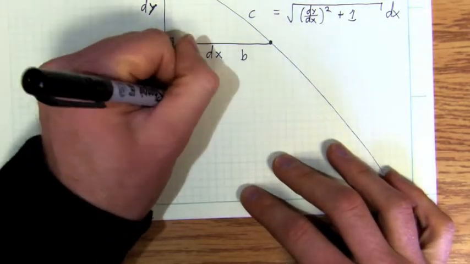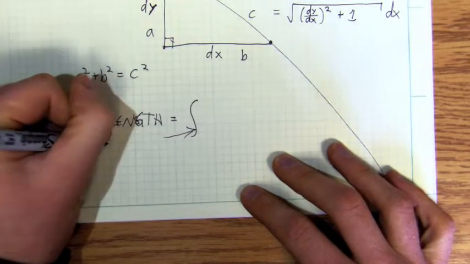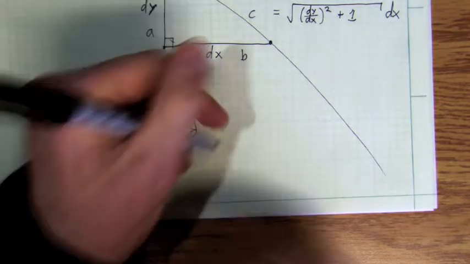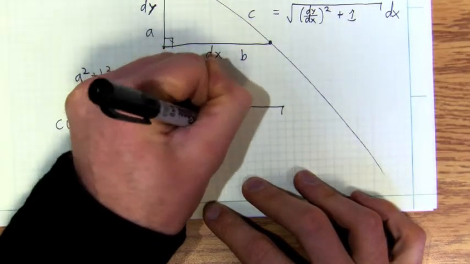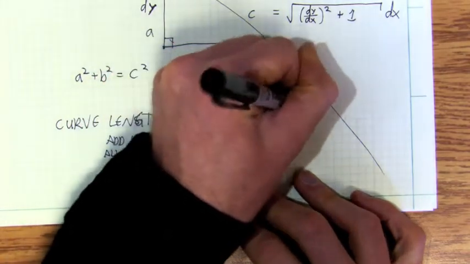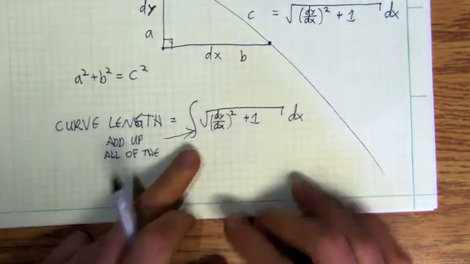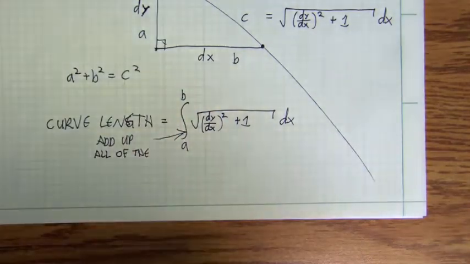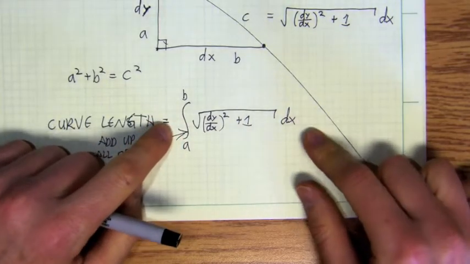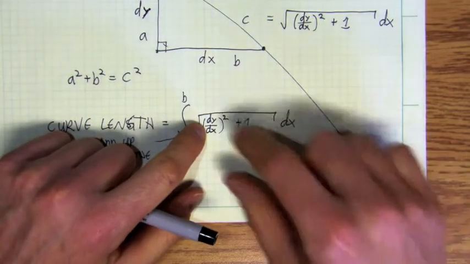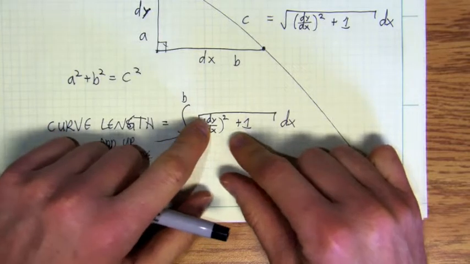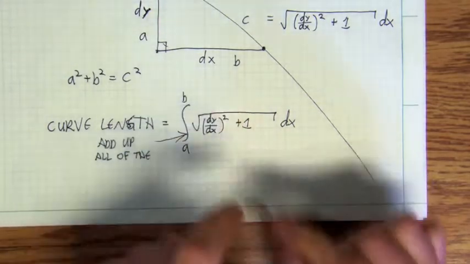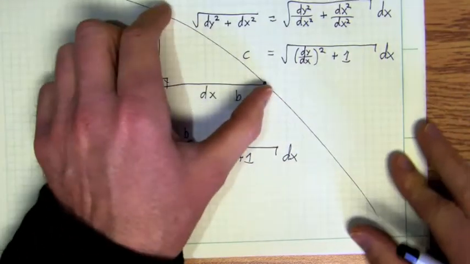What I'm going to do is, this means add up all of the, okay, rather than trying to write it all out, let's go from A to B. What this integral is telling me to do is take a function, find the derivative of the function, square it, add 1 to it, take the square root of that, and that's going to give you the length of all of these little hypotenuses.